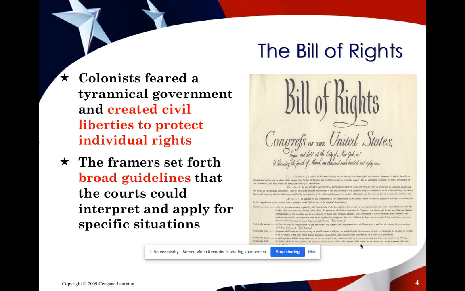But as you know, our Bill of Rights, the first 10 amendments to the Constitution, those guidelines on your civil liberties are very broad. What constitutes freedom of speech? What constitutes freedom of religion? We've learned that none of them are absolute, so a lot of times the courts have to decide when there's a dispute. Okay?